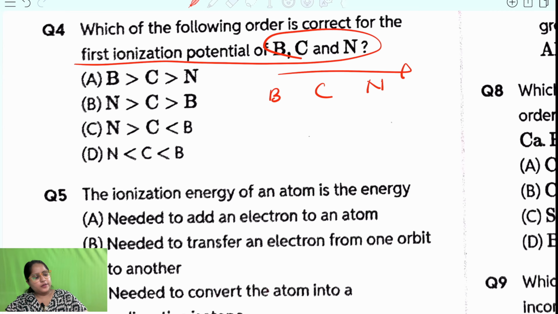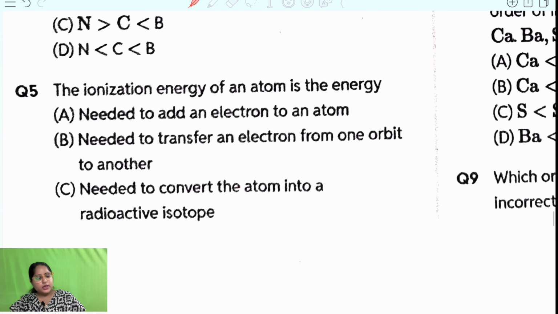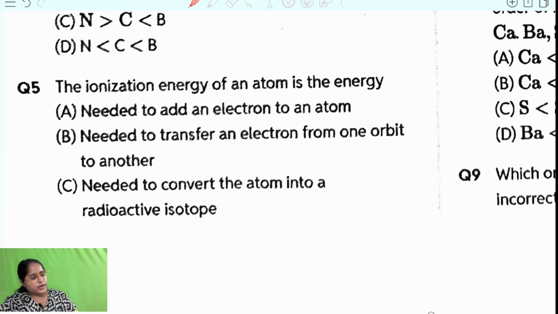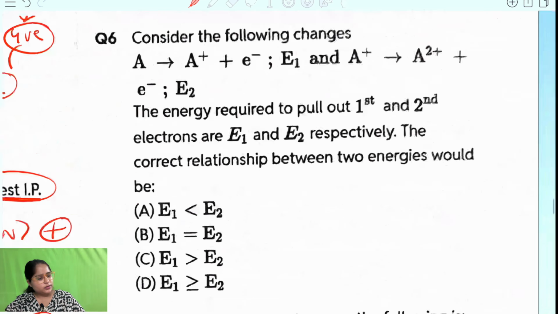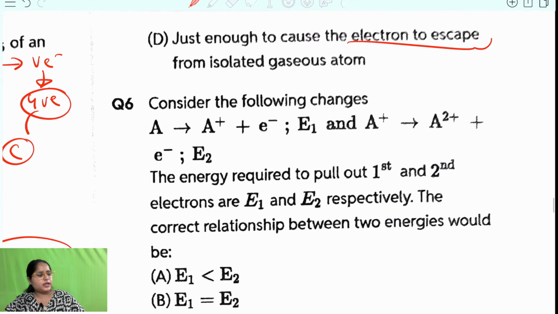So we know that left to right, ionization energy increases. So nitrogen, carbon, boron. Where is nitrogen, carbon, boron? Question number 4, B option. The ionization energy of an atom is the energy needed to remove an electron. Okay, so question number 5: needed to add, transfer, convert. D option will be right then. Enough to cause an electron to escape from an isolated gaseous atom.